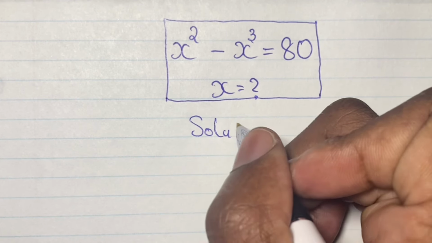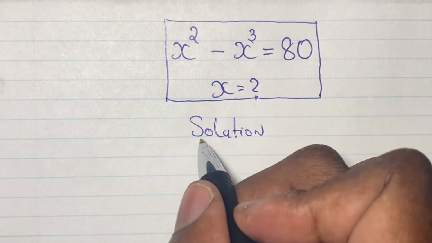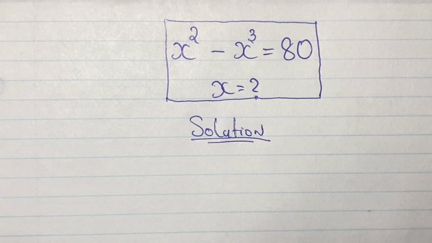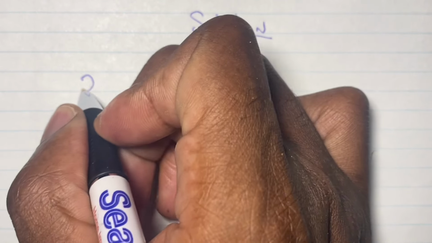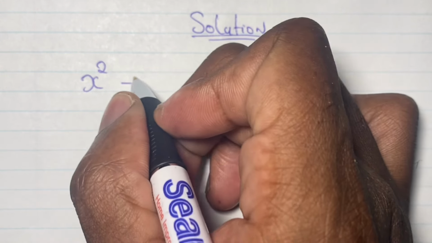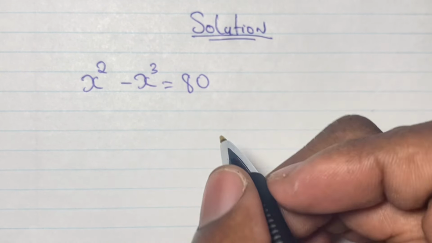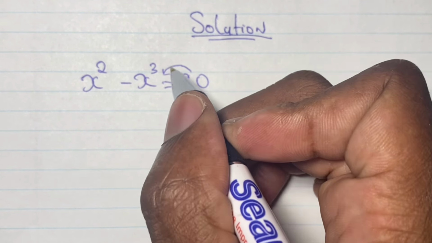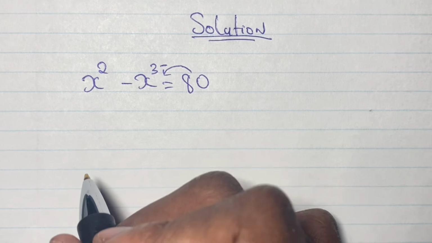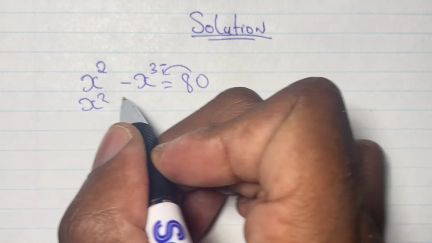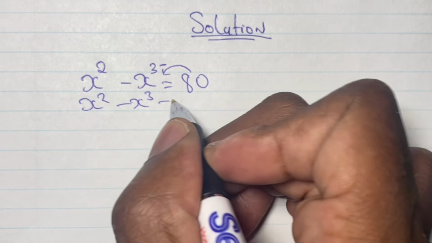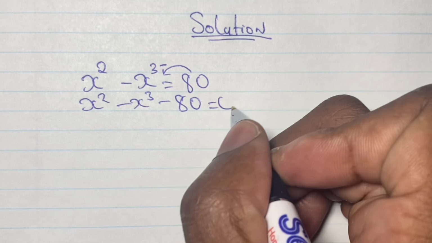Okay, so now let us go ahead and write our solutions down below. So our equation is that x squared minus x cubed is equal to 80. We start by bringing our 80 to the left hand side of the equation, and we do this by subtraction. So subtracting it on both sides of the equation, we get x squared minus x cubed minus 80 is equal to 0.